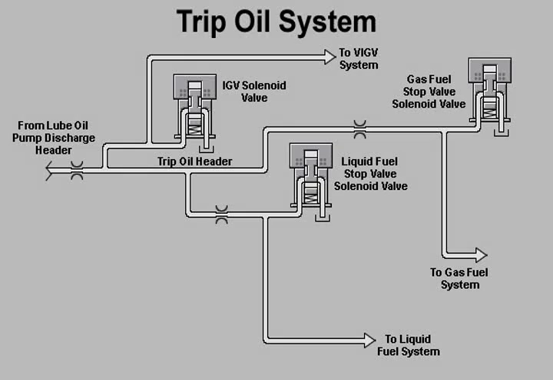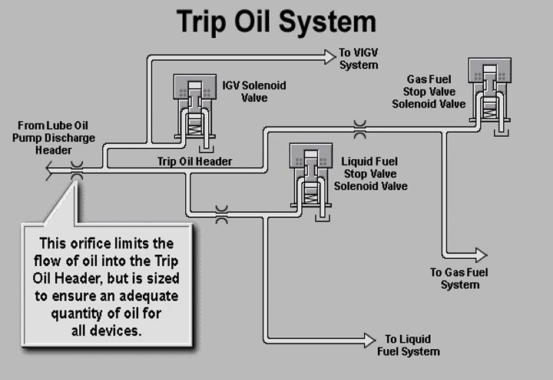Lube oil becomes trip oil after passing through an orifice in the pipe which connects the pump discharge header of the lube oil system to the trip oil header. The orifice limits the flow of oil into the trip oil header when the system is in a trip state, but is sized to ensure an adequate quantity of oil for normal operation of all the trip devices.